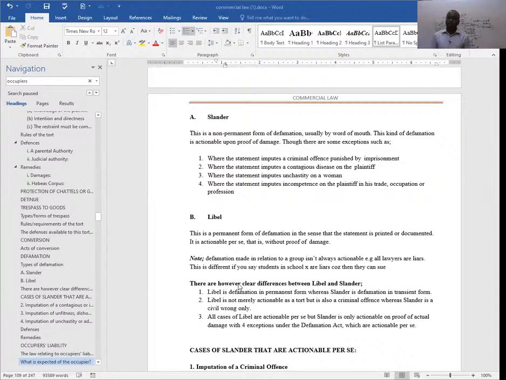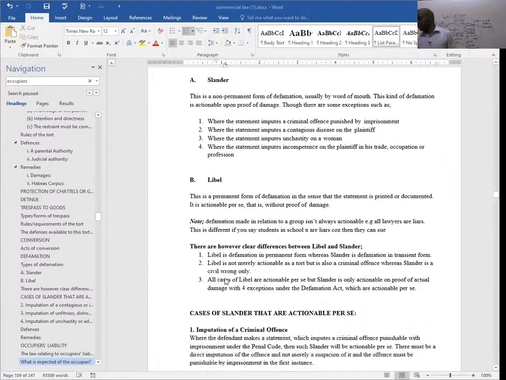So we can look at the general defenses of tort. What we mean by the general defenses of tort are basically those defenses we've come across that can be used by the defendant to protect himself in a court of law if you're accused of maybe defamation, or maybe occupiers liability, trespass, and all those we've come across under the law of tort.